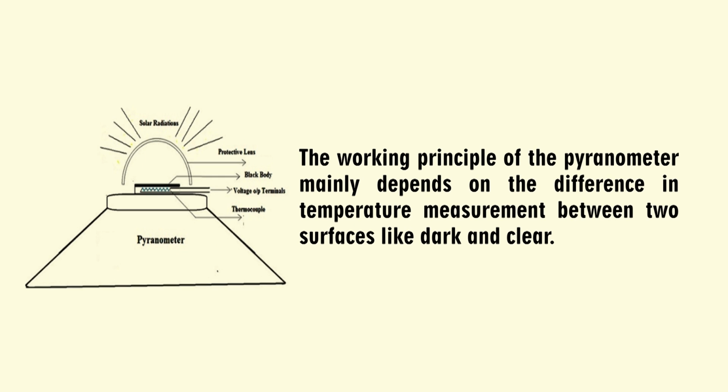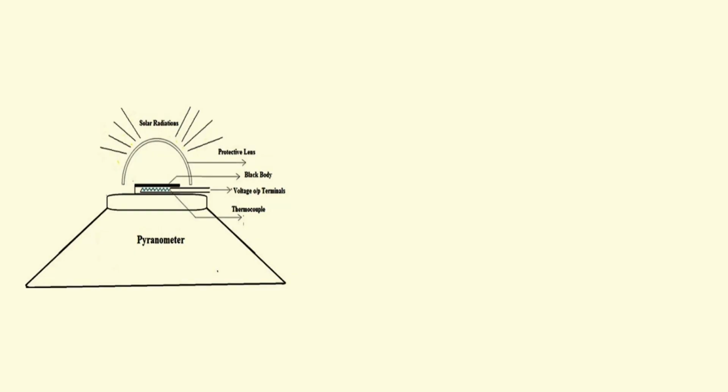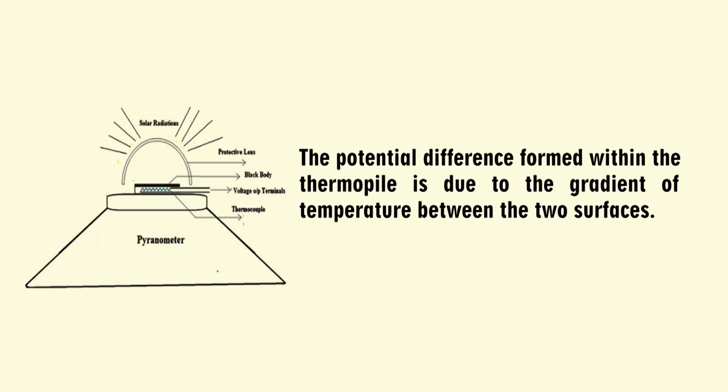The working principle of the pyranometer mainly depends on the difference in the temperature measurement between two surfaces, dark and clear. The solar radiation is absorbed by the black surface on the thermopile, whereas the clear surface reduces it, so less heat is absorbed. The thermopile plays a key role in measuring the difference in the temperature. The potential difference formed within the thermopile is due to the gradient of temperature between the two surfaces.